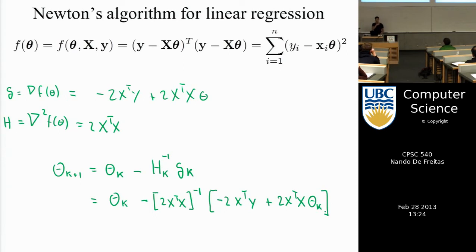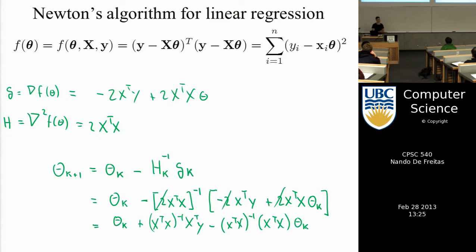Okay. Now, this is equal to theta k, and now we're going to multiply these terms. Because this 2 is being inverted, that 2 will cancel with these other 2's. And so minus times minus will give us plus x transpose x inverse x transpose y. And then minus times plus will give us minus x transpose x inverse times x transpose x theta k. Now this cancels with this because A inverse times A is the identity. And so this theta will cancel with this theta because you have theta k minus theta k. And we get that the answer is just equal to this.